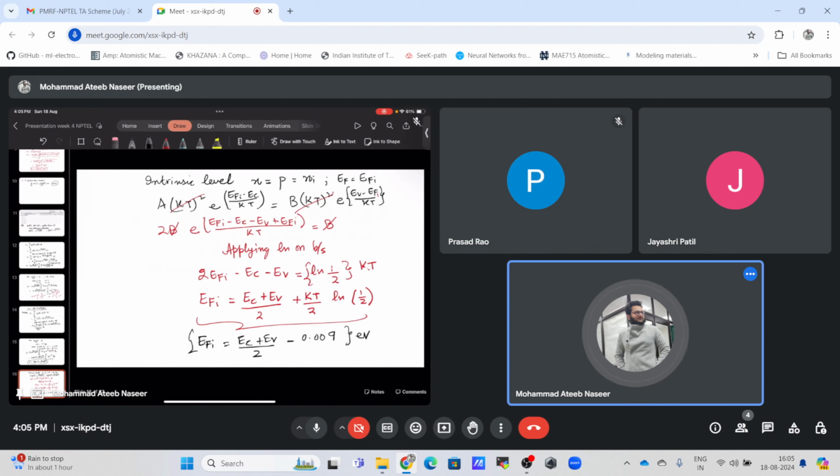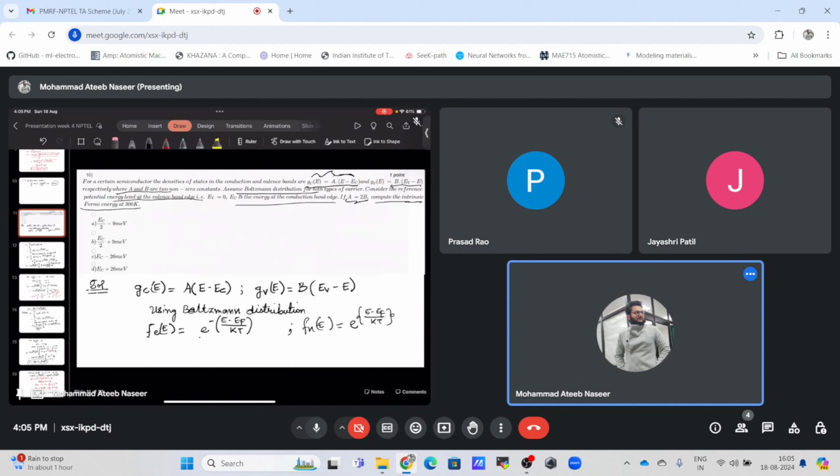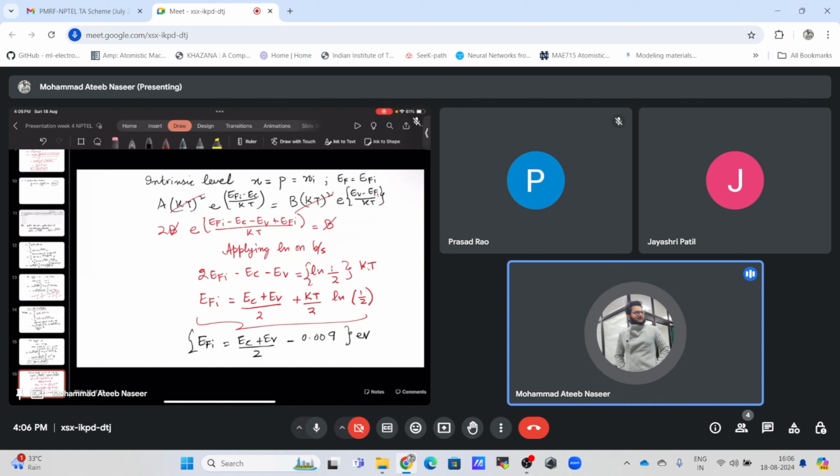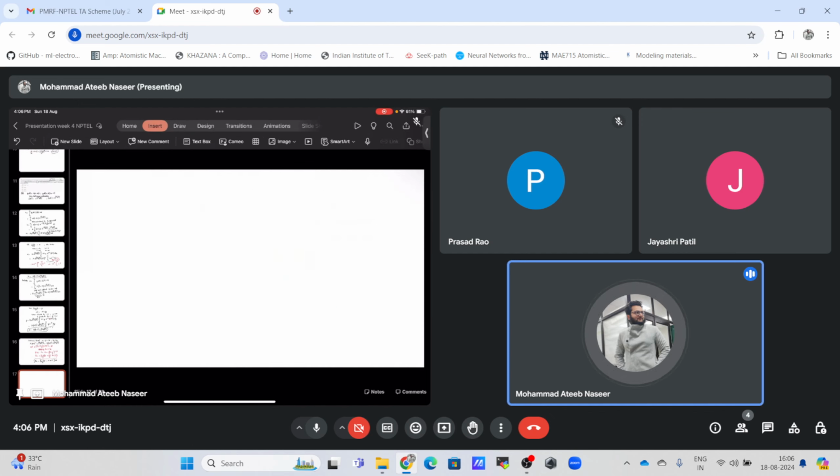Now let's check the options. There is no EV over here, so let's read the problem. EV has to be equal to 0 because it is taken as the potential reference energy. So EV is equal to 0.